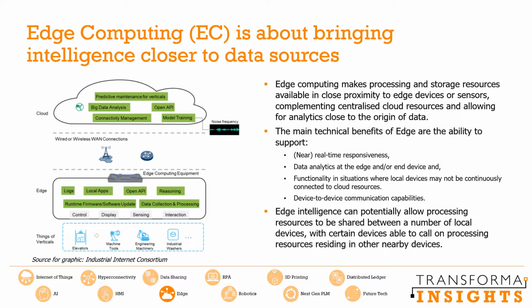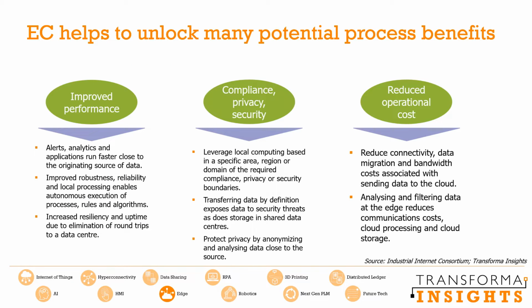Edge intelligence can potentially allow processing resources to be shared between a number of local devices, with certain devices able to call on processing resources residing in nearby devices. And what that really means, and this is quite an advanced concept of edge really, is that a single edge device can look for other edge devices that are nearby, figure out those that have some available processing capacity, and potentially push components of processing onto those devices. That's actually quite a complicated thing to manage, but it is something that is beginning to take off at the moment. So what about the benefits of edge computing?